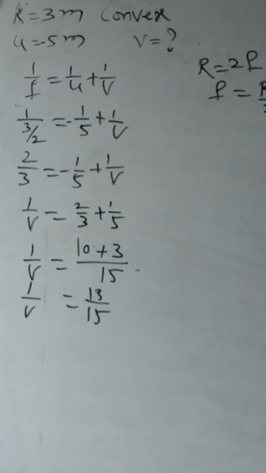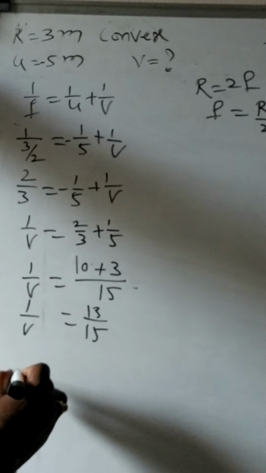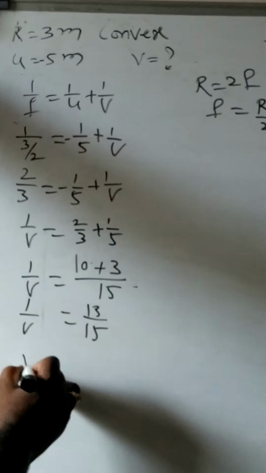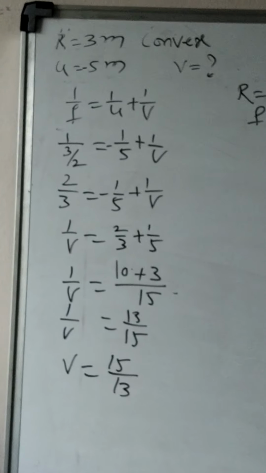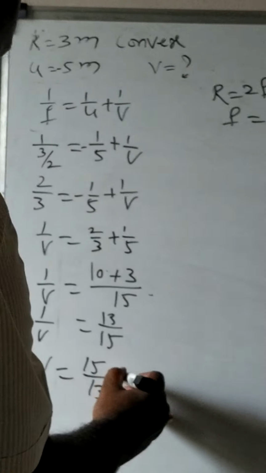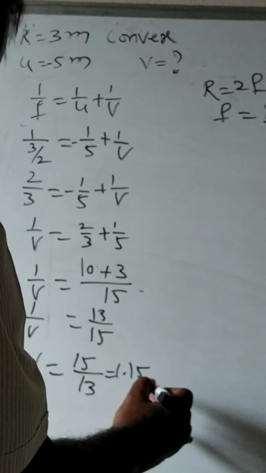But he is asking for the image distance V. That means we have to find V. So V is equal to how much? 15 by 13. When you simplify, you will get approximately 1.15 meters.